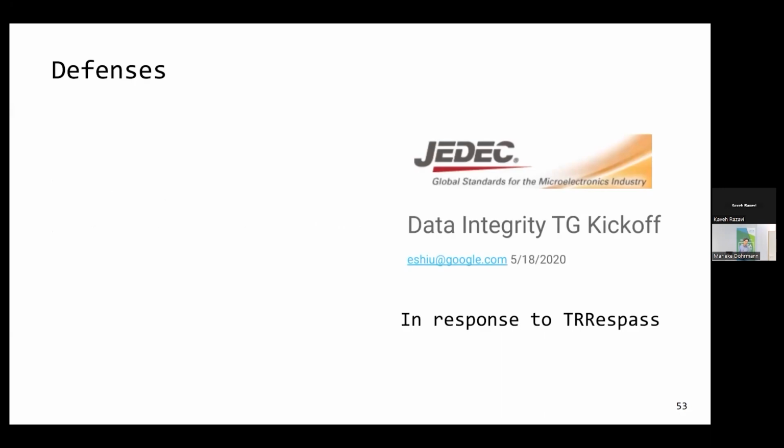So what about defenses for DDR5? In response to TRRespass, we did responsible disclosure, and then in response to that, a data integrity task group was set up inside JEDEC, which is the DRAM standardization body. Since May 2012, and from what I hear, they're still meeting every week.